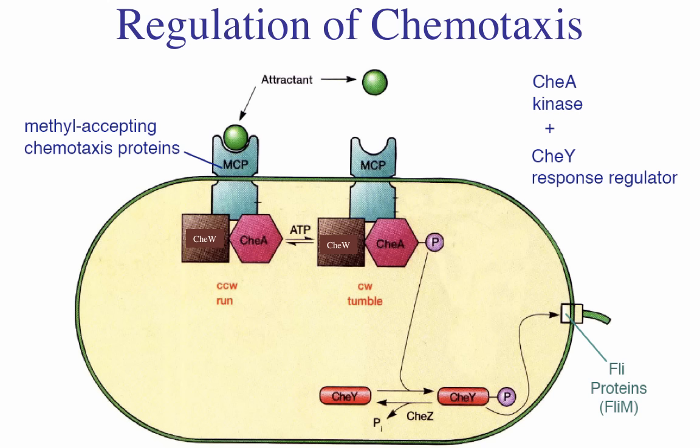Now in this case, when an attractant is bound to the receptor, the CheA is non-phosphorylated, and that is going to allow for the microorganism to have counterclockwise flagellar movement that is going to induce a run. But when the attractant is not present, that is going to allow the CheA to be phosphorylated.